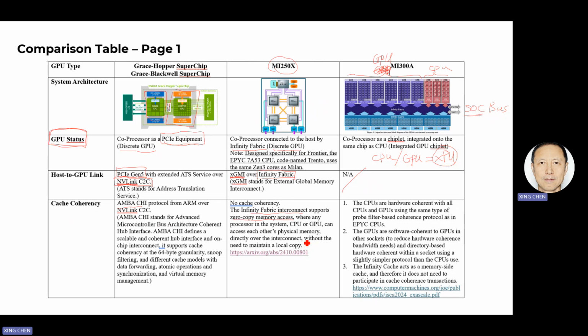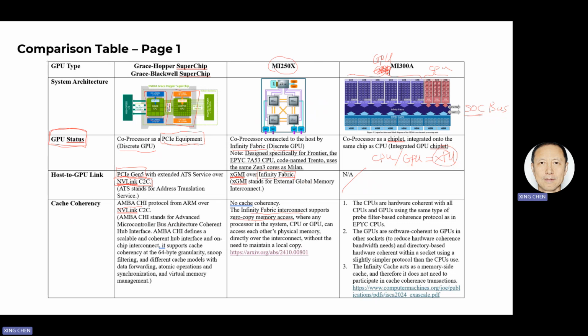So this is with MI250X. It is connected to the system, to the CPU, by the Infinity Fabric, by the XGMI protocol, but there is no cache coherency protocol running on top of this Infinity Fabric. Now, I just want to mention that if you look at this Infinity Fabric and the XGMI protocol between two CPUs, you have the cache coherency protocol running on top if you have a dual socket system.